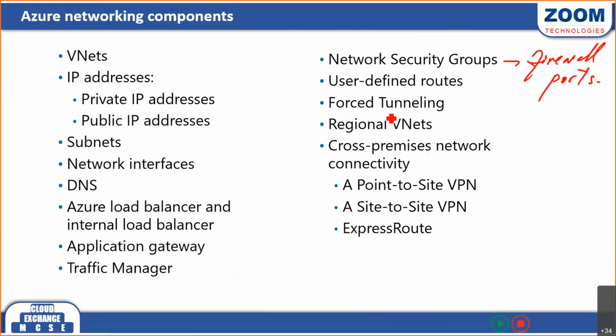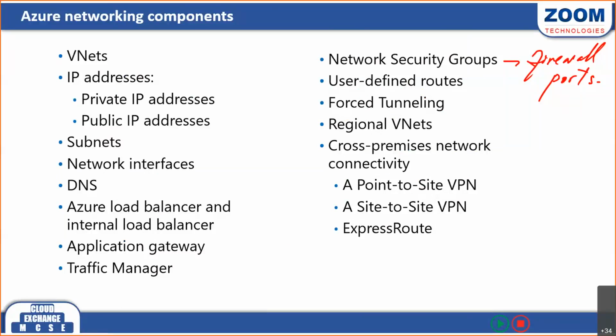Then force tunneling, guys. In force tunneling, we are forcing: you have to use this route only to connect to the Azure network. Force tunneling is a separate tunnel to access your private network. We are forcing it.